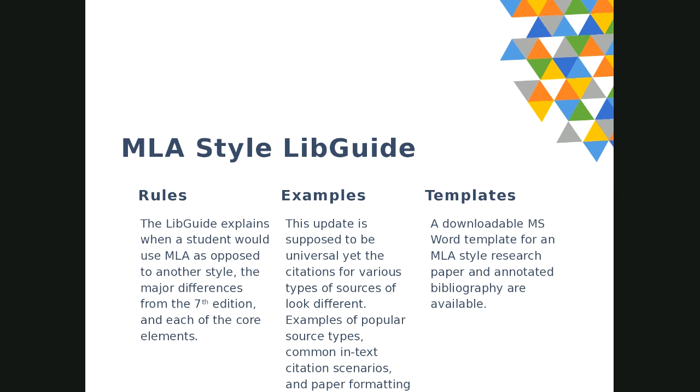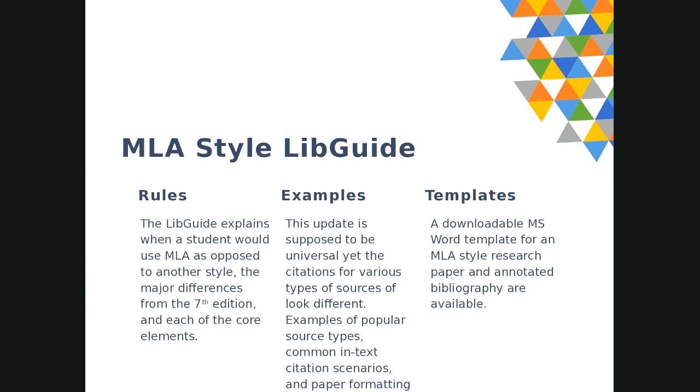So in addition to explaining the guide and the major differences from the 7th edition and each of the core elements, there are pages of examples that students can use. Even though the update is supposed to be universal, the citations do look different based on the source type. So we thought that providing example citations for popular source types and common in-text scenarios would be helpful.